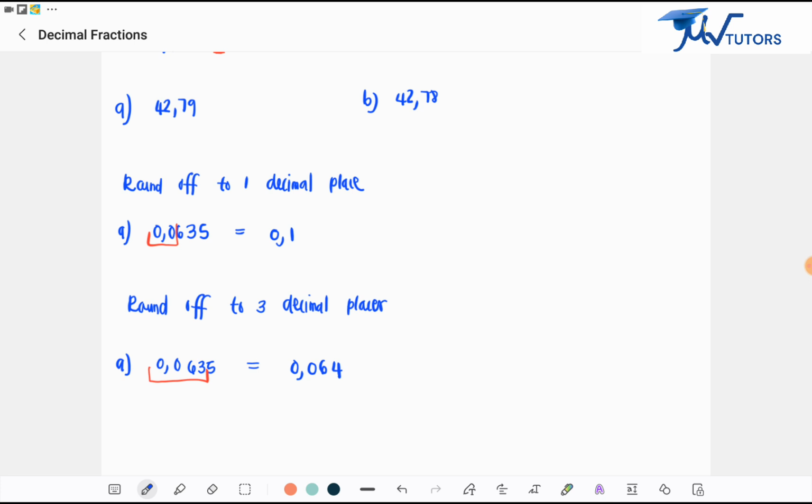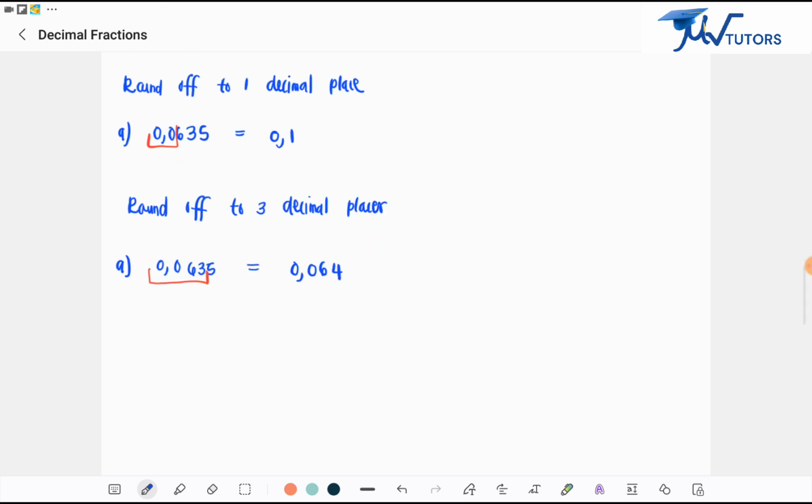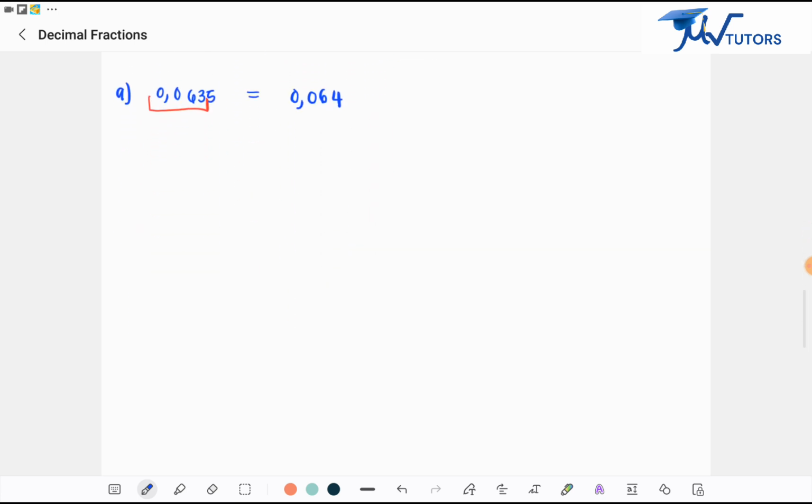All right, so what have we done so far? We have converted a decimal fraction to a common fraction, and we have also talked about rounding off. Now we can get to the addition, subtraction, multiplication, and division of decimal fractions. So let's start with the addition. Addition of decimal fractions.